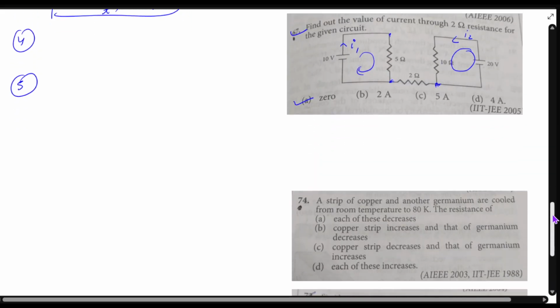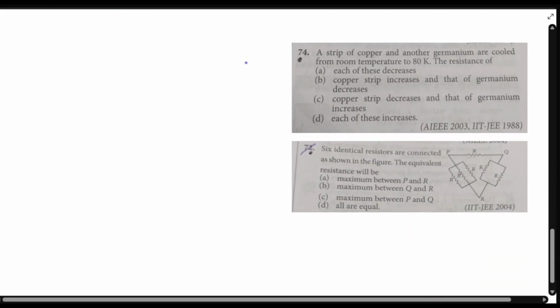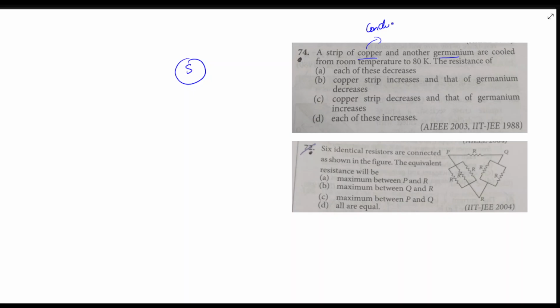Okay, so this is our fifth question. It is quite a simple question. We have copper and germanium. One is a conductor and the other is a semiconductor. We know in a conductor resistivity increases as you increase the temperature, because there are so many carriers, and due to the increase in temperature their collisions will increase, due to which relaxation time will decrease. Hence resistivity increases as temperature increases.